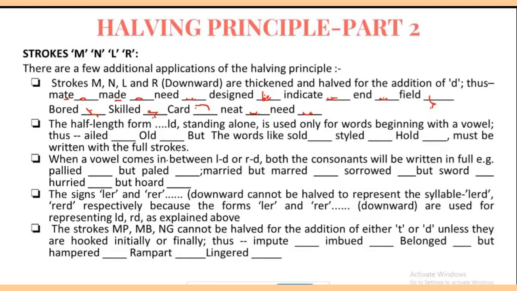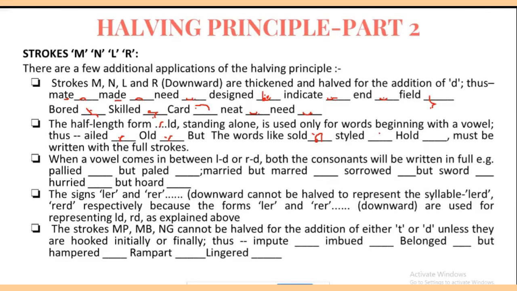Standing alone is used only for words beginning with a vowel. For example, aid. Aid, L downward. Old. The words like sold: in case of sold, when there is an initial circle, then it will be written in full. We will not do it half.